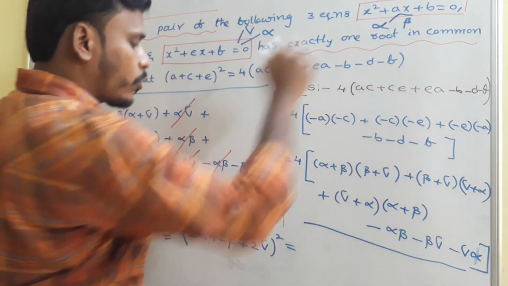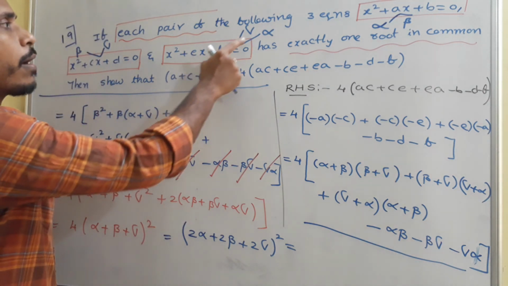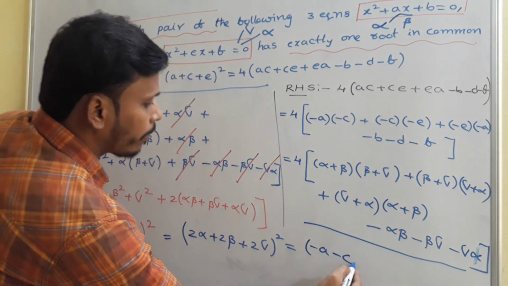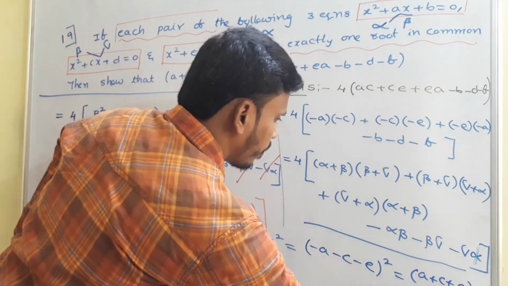Here alpha plus beta is what? Minus A. Beta plus gamma is what? Minus C. Gamma plus alpha is what? Minus E. And that's why this is nothing but minus A minus C minus E whole square, which is equals to A plus C whole square.